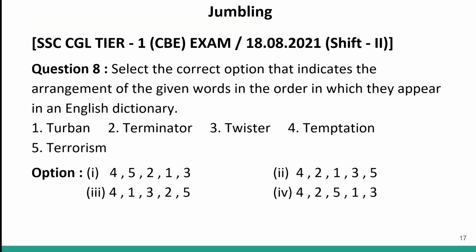Now, question number 8. 5 words are given to us: turban, terminator, twister, temptation, and terrorism. Again, we can see that T is common in each. Correct? So we'll move on to the next letter. Over here we have U, which is positioned at 21. You remember the shortcut for forward ranks, right? It was a joti.